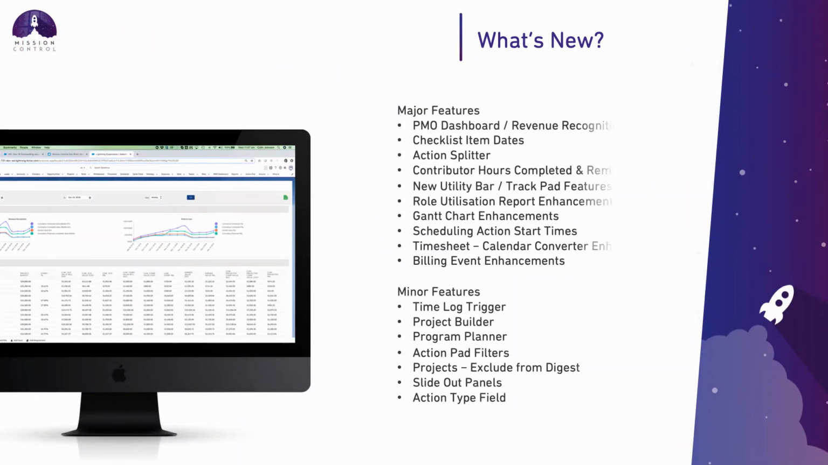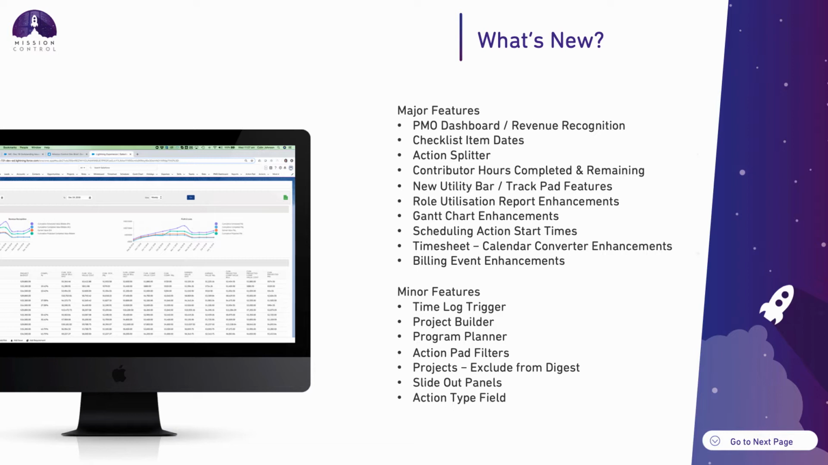So what's new? We've got a number of new major features coming, as well as some enhancements to some existing features. So the PMO dashboard has been styled into Lightning, and the major enhancement to that is you now have the ability to look at the revenue recognition for your projects. We're also introducing dates at the checklist item level. We have a new action splitter that allows you to take one action and split it into two. You can also track your completed and remaining hours at an individual contributor level.